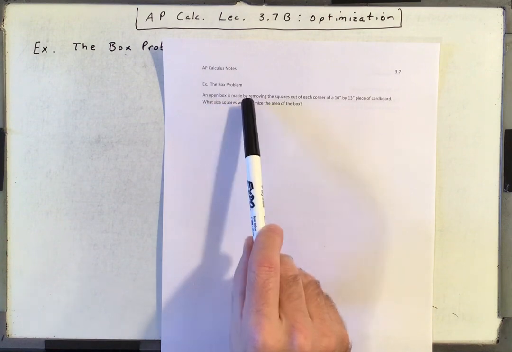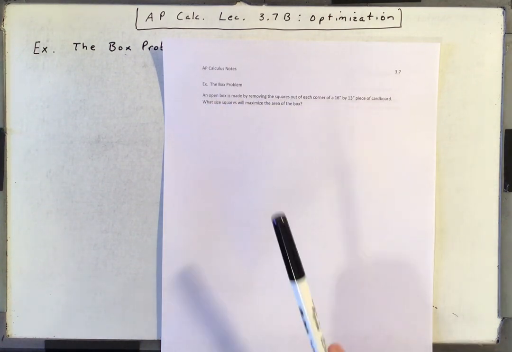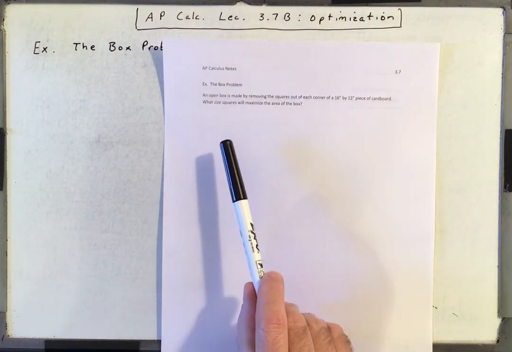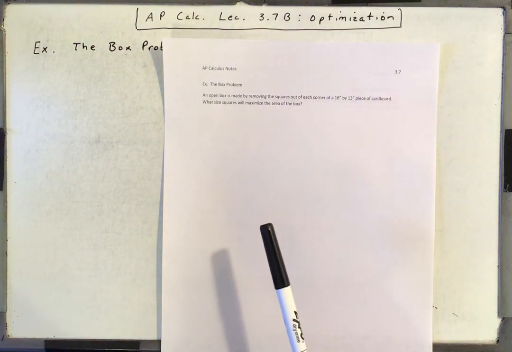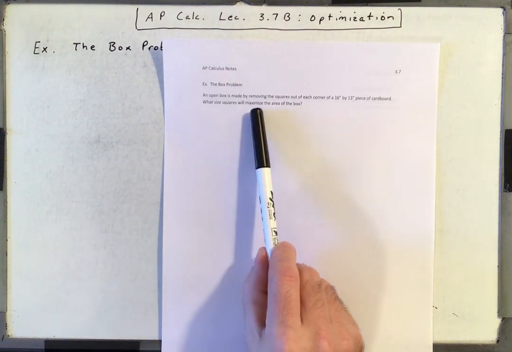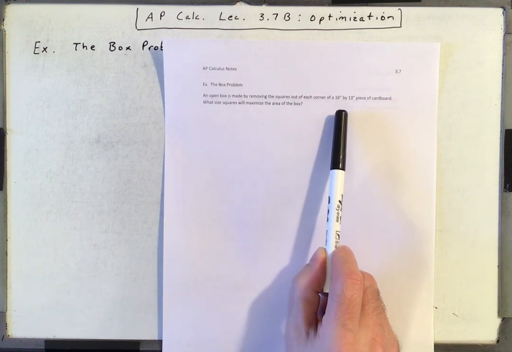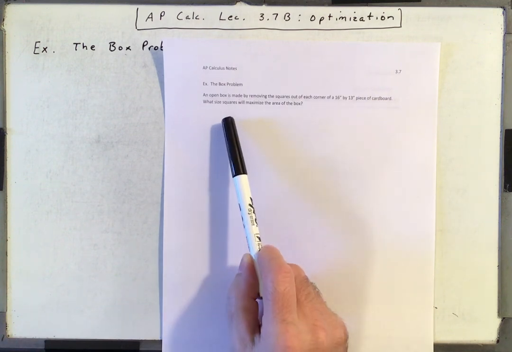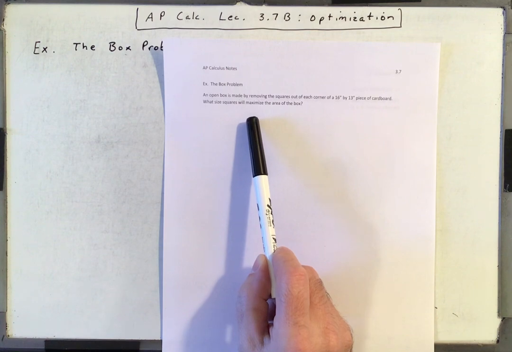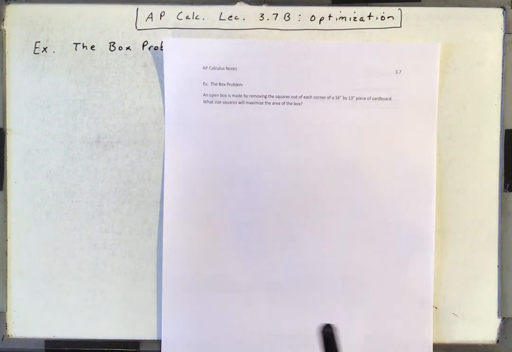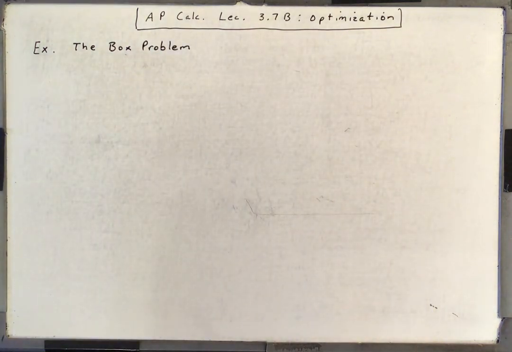So in your notes, we've got a lot of space to work this, but the next problem we have is a classic problem called the box problem. It says an open box is made by removing the squares out of each corner of a 16 by 13 piece of cardboard. What size squares will maximize the area of the box? All right, let me show you what I mean by this.